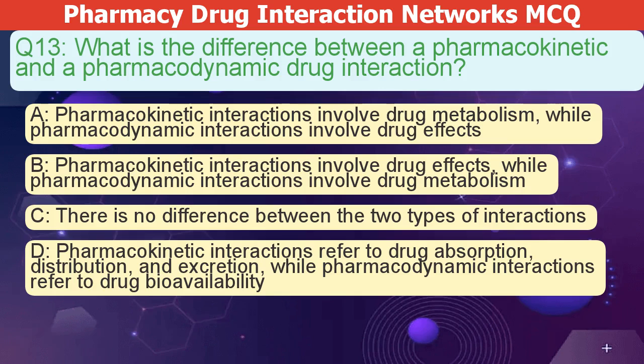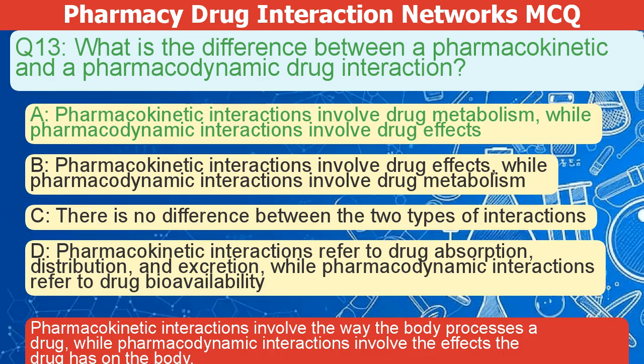What's the difference between a pharmacokinetic and a pharmacodynamic drug interaction? A. Pharmacokinetic interactions involve drug metabolism, while pharmacodynamic interactions involve drug effects. B. Pharmacokinetic interactions involve drug effects, while pharmacodynamic interactions involve drug metabolism. C. There's no difference between the two types of interactions. D. Pharmacokinetic interactions refer to drug absorption, distribution, and excretion, while pharmacodynamic interactions refer to drug bioavailability. The correct answer is A.